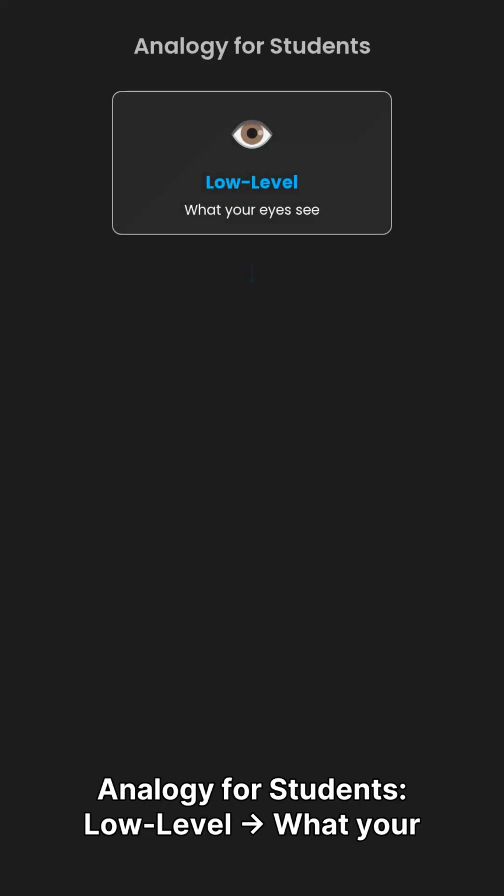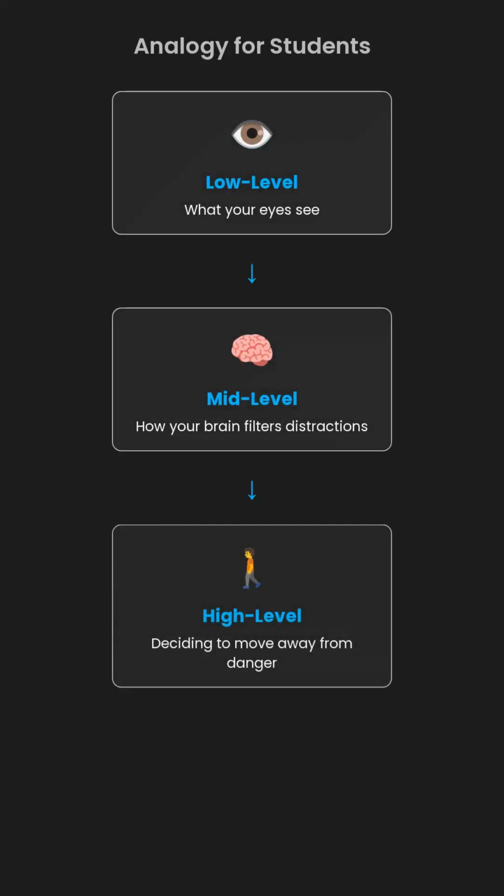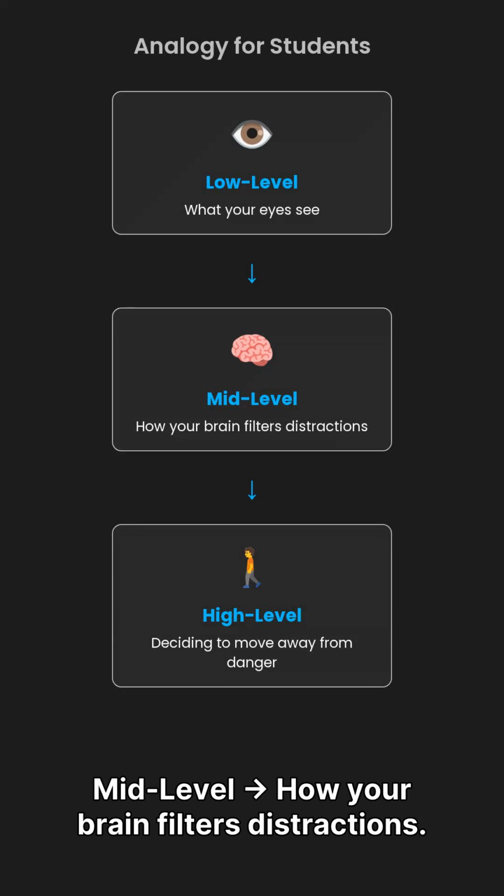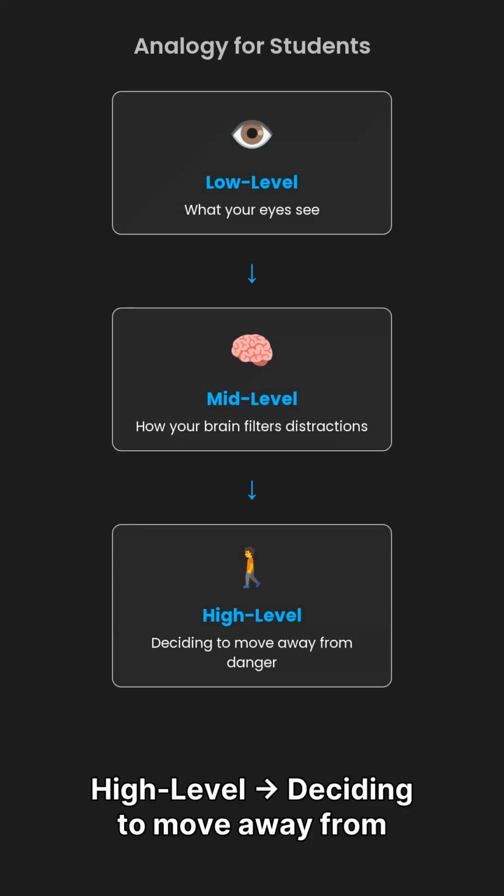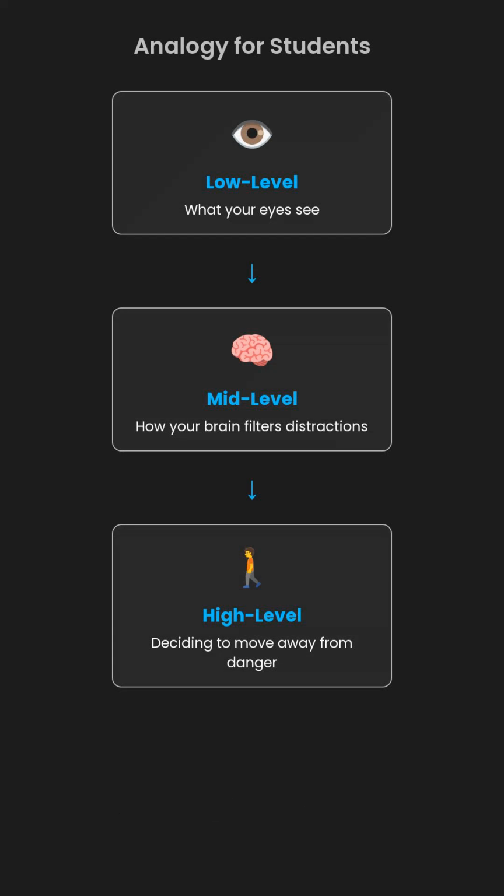Analogy for students: low level, what your eyes see. Mid-level, how your brain filters distractions. High level, deciding to move away from danger.